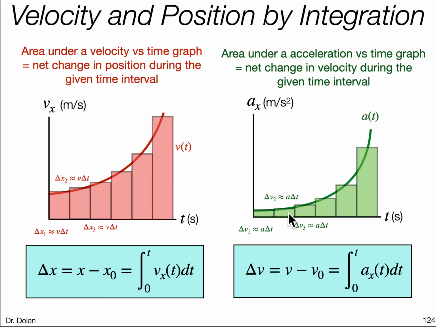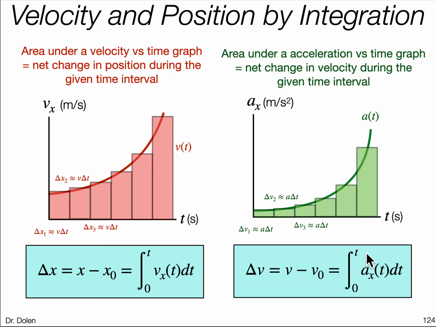The area of this box corresponds to how much my velocity has changed during this period, and the area of this box corresponds to how much my velocity has changed during this period. Right? My acceleration is increasing with time, so my velocity is changing more during this time interval than in this time interval. The area of this is bigger than here. But again, we generally don't have to use all these rectangles. We can just use calculus, and if I have an equation for my acceleration as a function of time, I integrate my acceleration as a function of time from 0 to t.